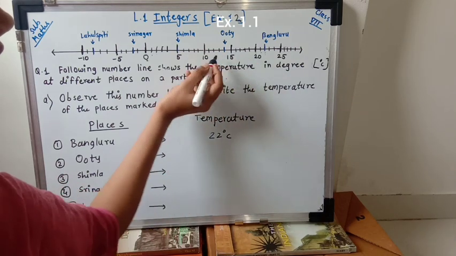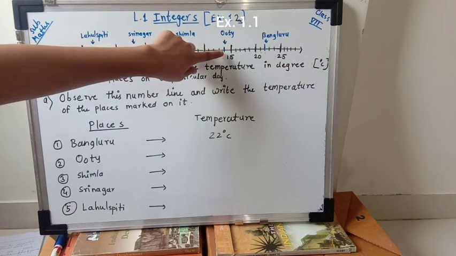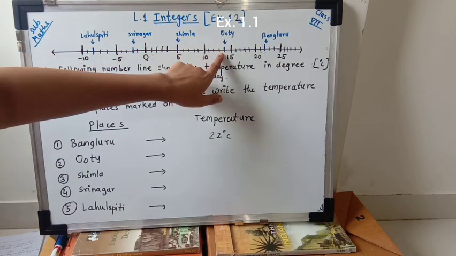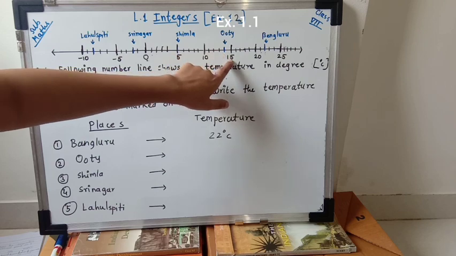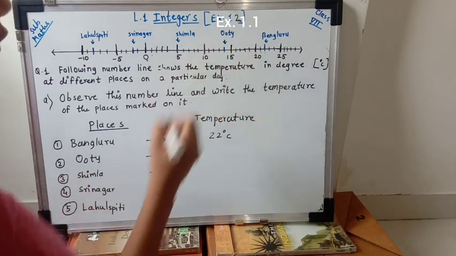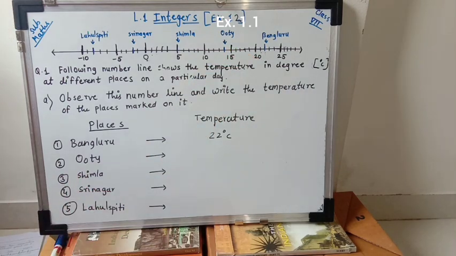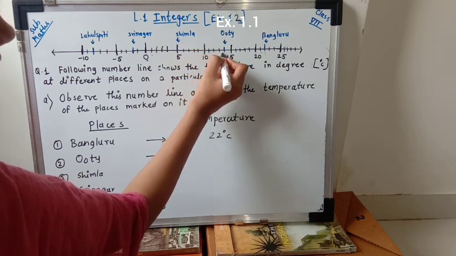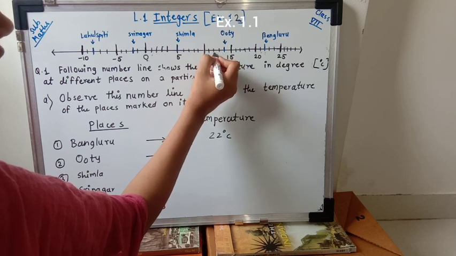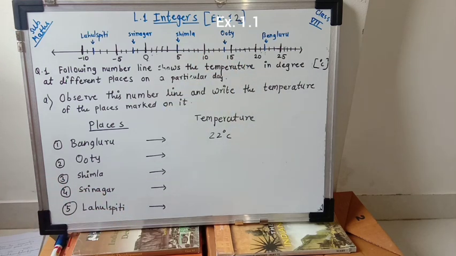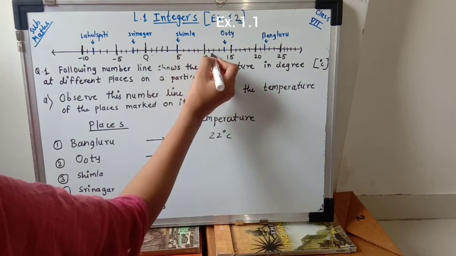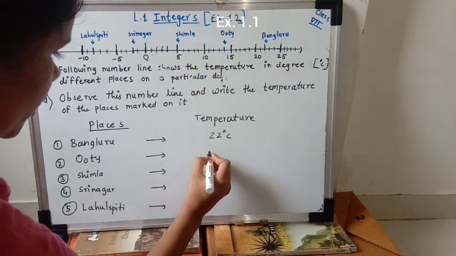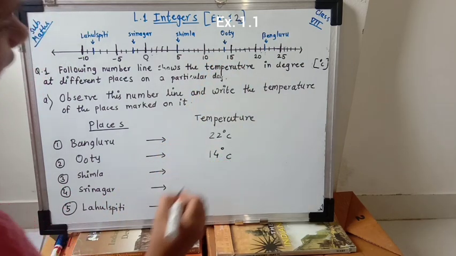Now let's see the temperature of Ooty. The blue line is exactly before 15, means on the left side of 15. If you count, the integer that comes before 15 is 14. If you count from 10, after 10 there are 4 lines, and each line is 1 degree, so 1, 2, 3, 4 means 4 degrees after 10. So 11, 12, 13, 14, which means the temperature of Ooty is 14 degrees Celsius.